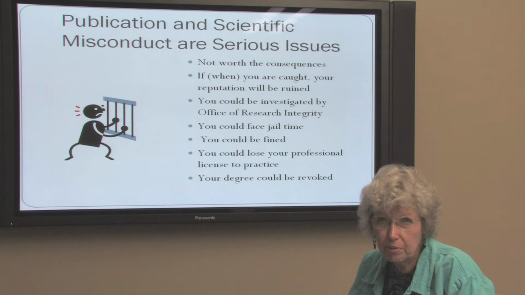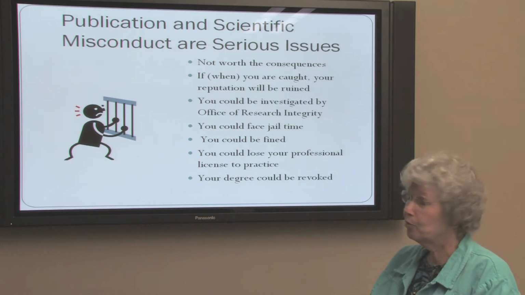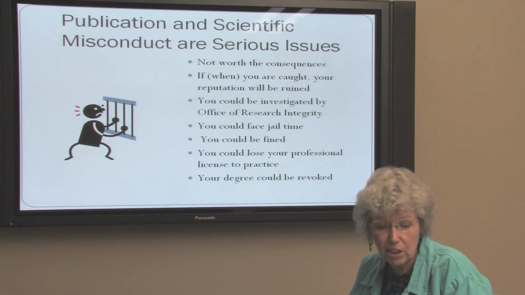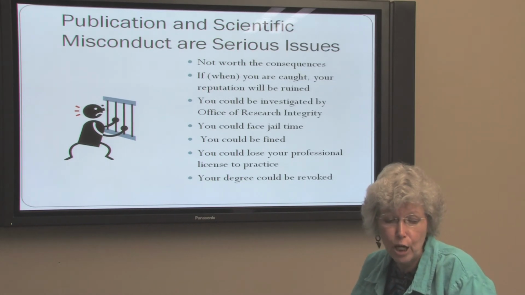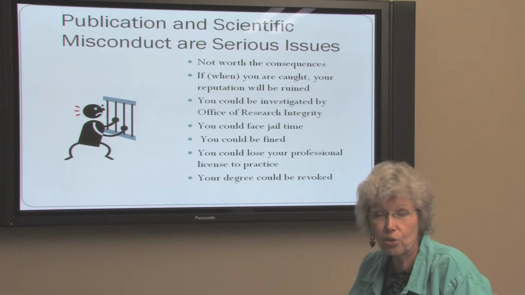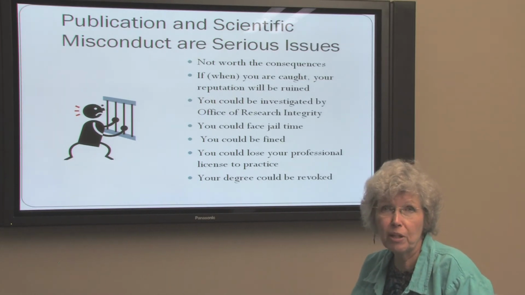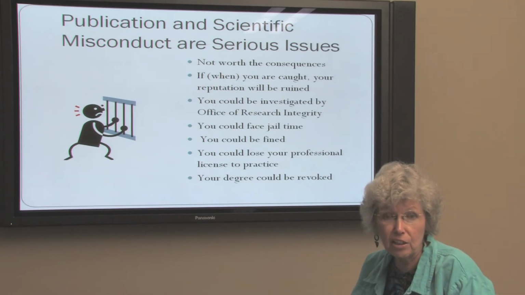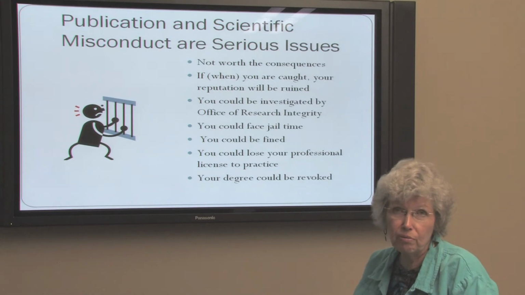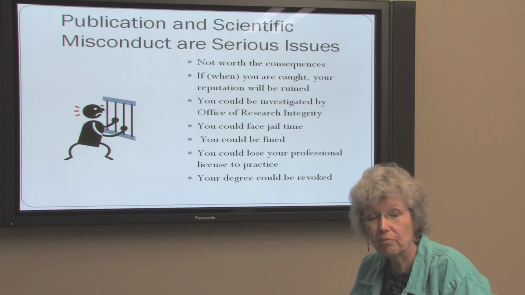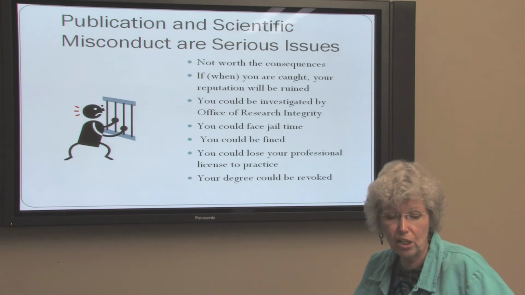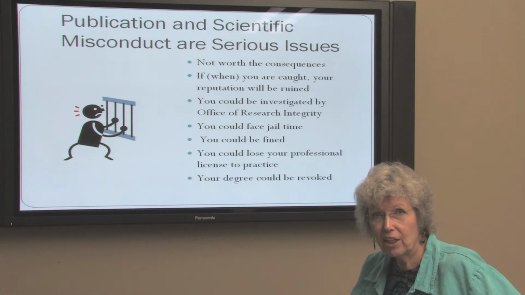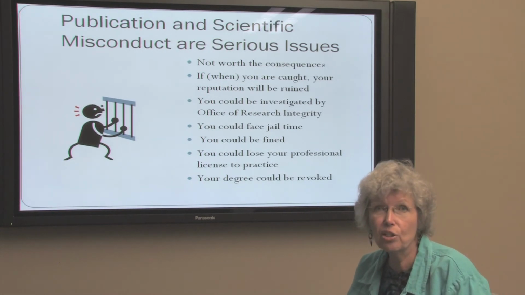If you're caught, your reputation could be ruined. If you're receiving federal money for a research grant, you could be investigated by the Office of Research Integrity. You could face jail time like Dr. Scott Rubin did. He was in jail for 6 months and he paid a hefty fine. You could lose your professional license to practice, and your degree could be revoked if you have cheated or plagiarized your thesis or your dissertation. We have now tools that can detect this very easily, and it's just not worth the risk.